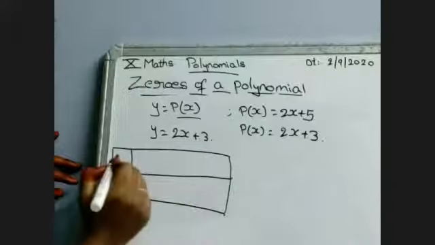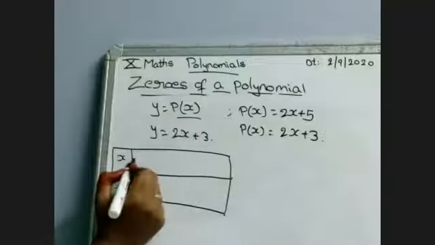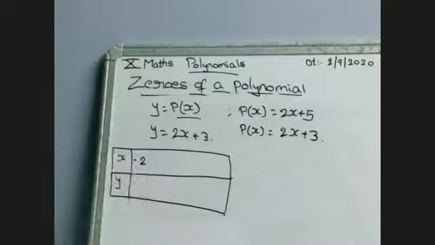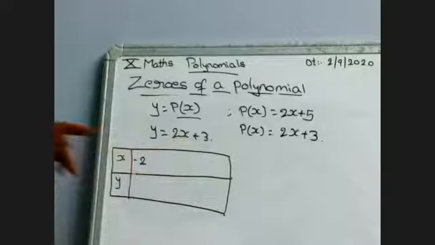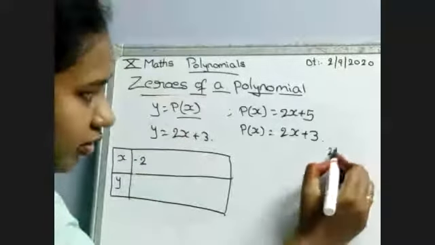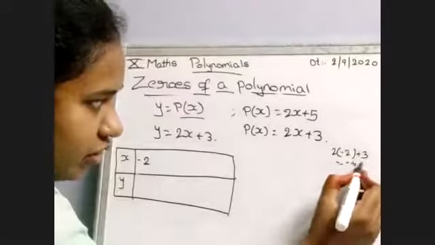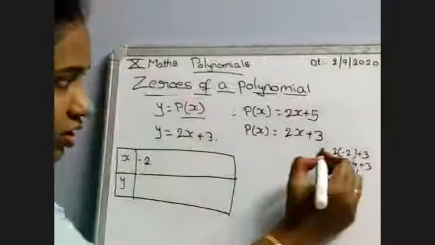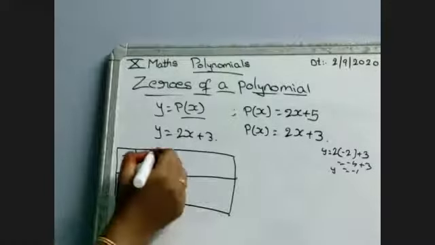In this, first is the x value, second is the y value. For the x value, you can keep any number. Suppose I take x equal to minus 2. Then 2 into minus 2 is minus 4. Yes or no? 2 into minus 2 plus 3: minus 4 plus 3 is minus 1. So which value is this? The y value. y equal to minus 1. So here you can write minus 1.